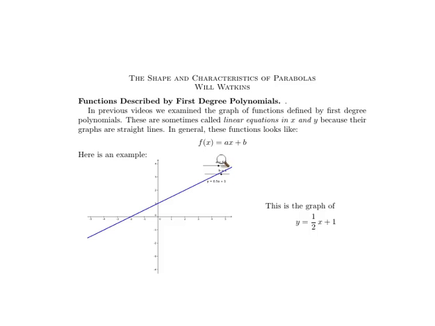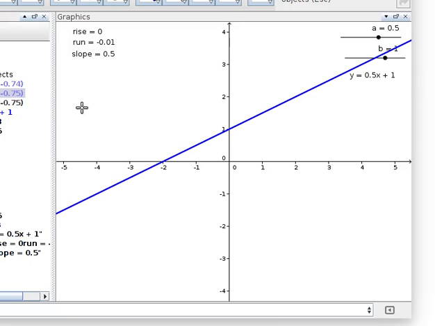You know a lot about these functions. y is equal to mx plus b is what we've often called it. I'm going to use a instead of m. So here's an example: y is equal to a half x plus 1. Here's an app that allows us to adjust a and b. See, there's the equation y is equal to 1 half x plus 1.